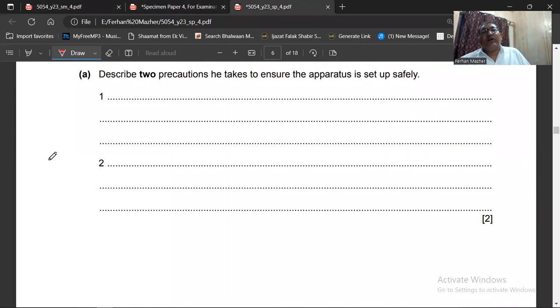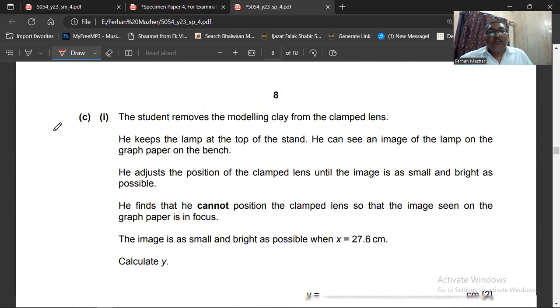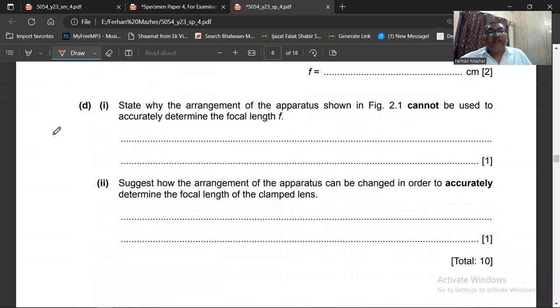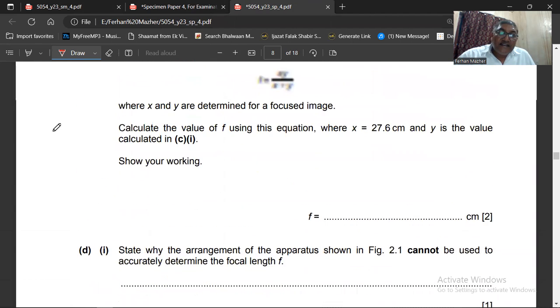Very simple question, describe two. Question number 2, part C, first portion is done, second portion is done. Now we are on question number 2, part D, first portion. State why the arrangement of the apparatus shown in figure 2.1 cannot be used to accurately determine the focal length of the lens.